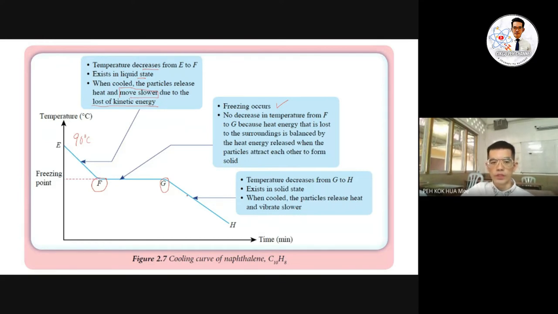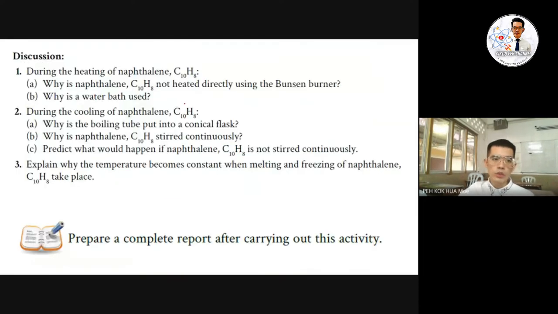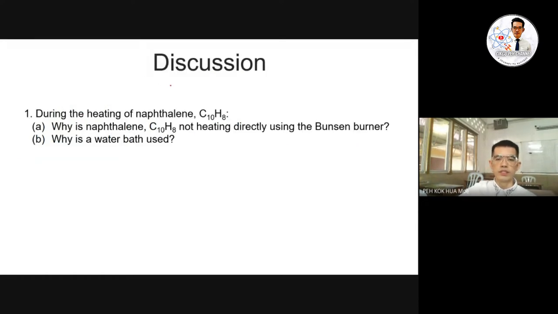So this is the heating and cooling curve of the naphthalene you need to know. At here, what is the freezing point and the boiling point? That is actually about 80 degrees Celsius. Okay, so this is a discussion about the experiment in your textbook. This is a discussion for the question just now.